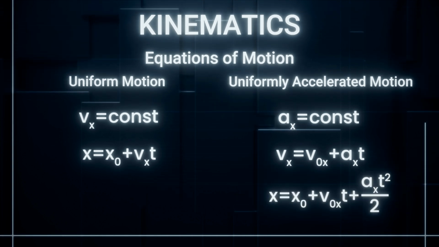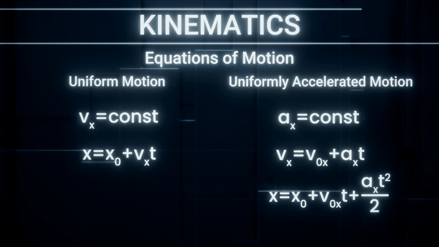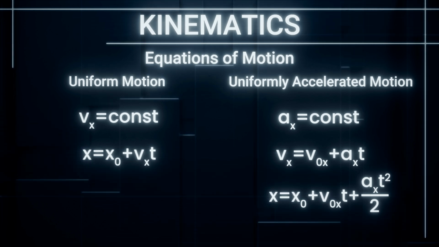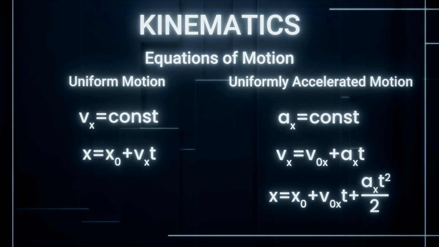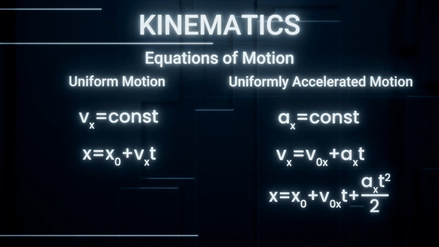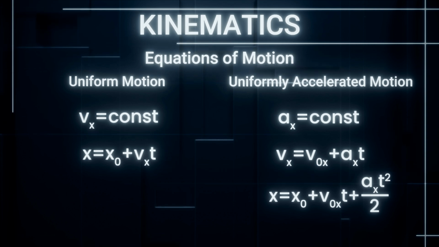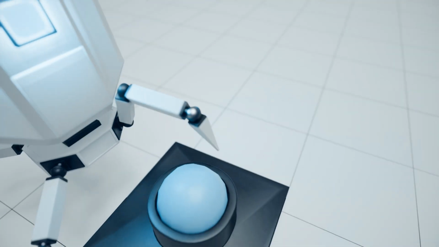Here, v0x and ax are the components of the initial velocity and acceleration. Remember, motion along each axis can be analyzed separately. These equations are written for the x-axis, but similar equations apply to any other axis. Now let's see how to use these equations in practice.